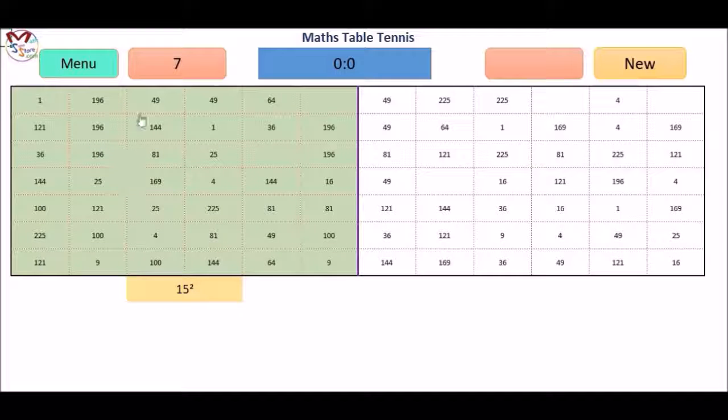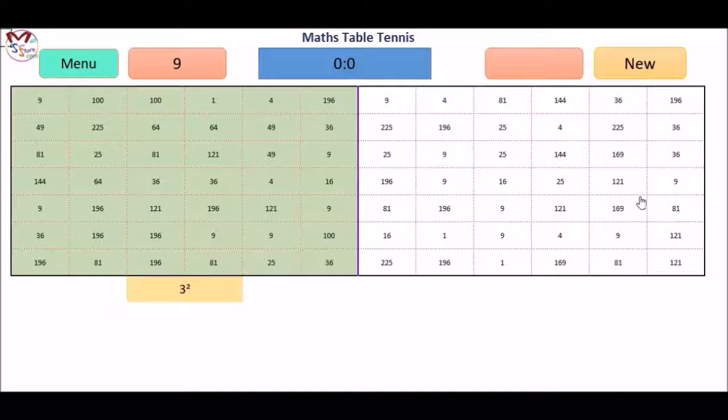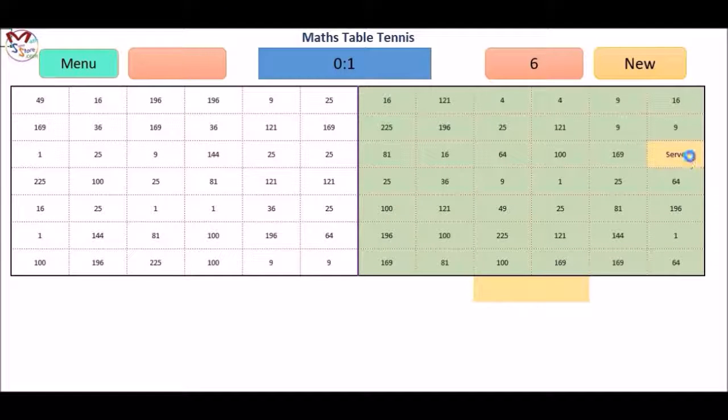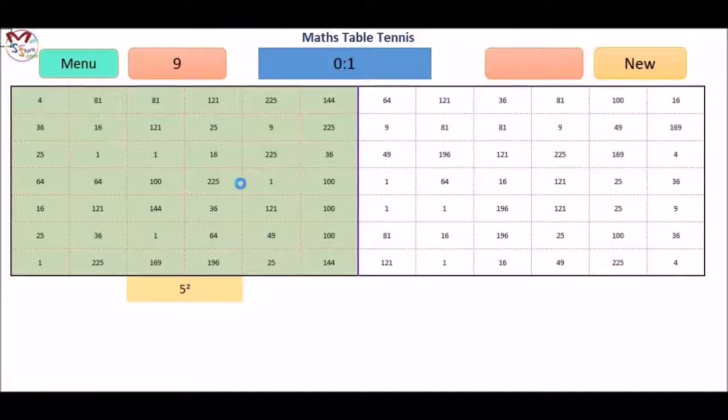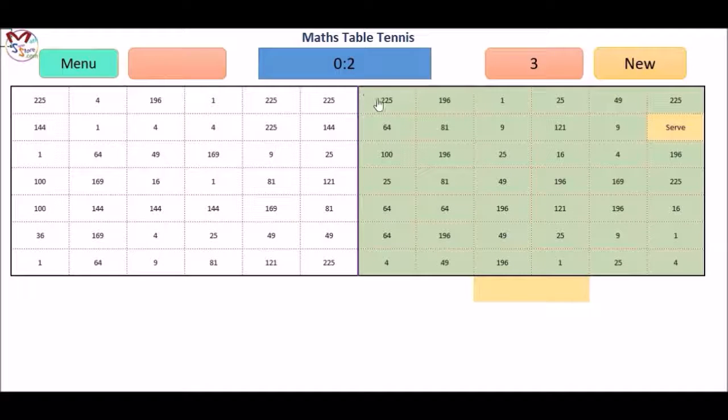If we run out of time, remember this is player one's service. If player one runs out of time, the service will be passed to player two and they will not get a point. Player two serves, and now we'll get this wrong, so player two will get a point and it's their serve again. And player one, it should be 25, we'll get 225, now player two gets 2 points.